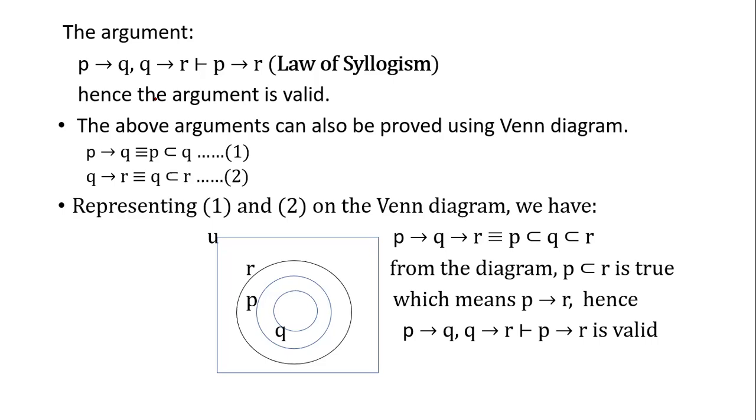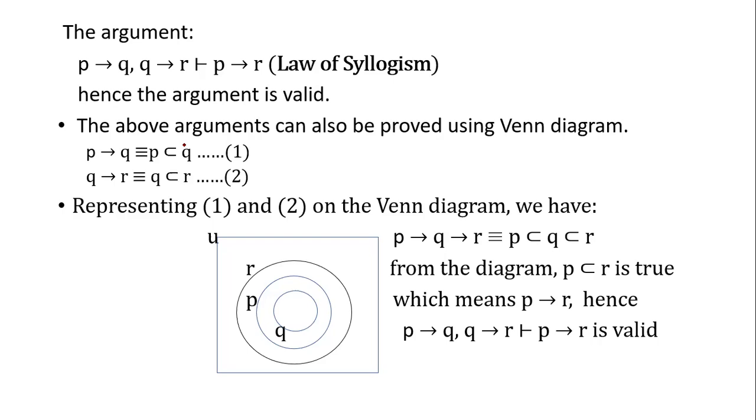Now, having used this, we can also use the Venn diagram to prove the same law of syllogism. That makes it very easy. If you have P implies Q, it's the same as P is a subset of Q when it comes to set language. If P is a subset of Q, it means all of P is inside Q. Do you agree? It means you can find all the members of P inside Q.